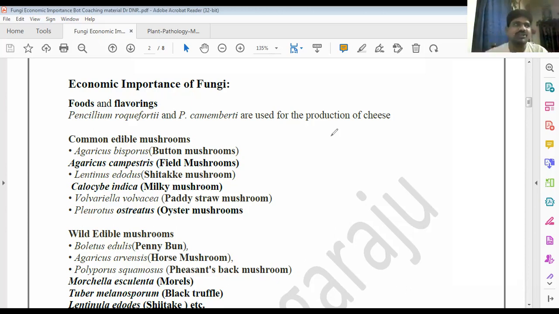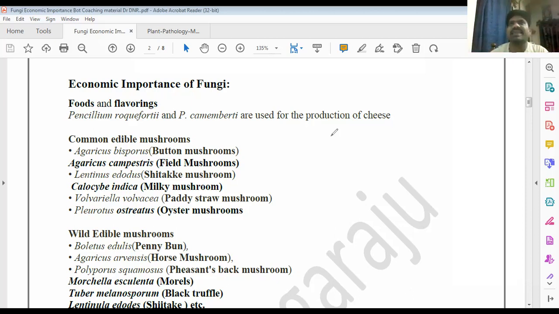You know the oyster, pearls. Pearl mushroom, oyster mushroom. From the oyster of the mollusks, we prepare pearls, natural pearls or artificial pearls. Like that, the Pleurotus is the oyster mushroom.